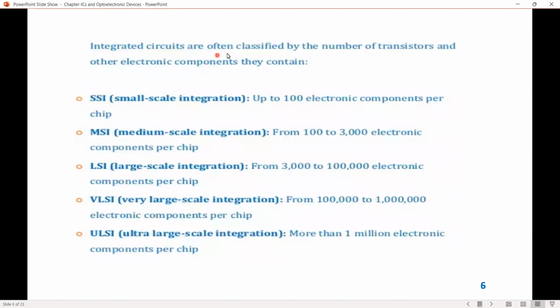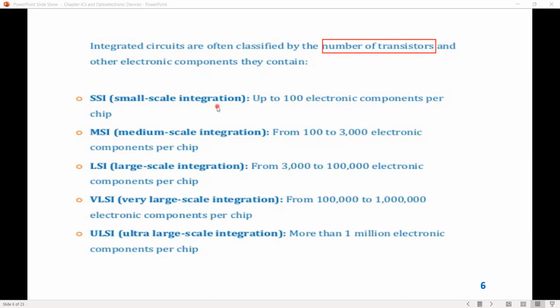ICs are often classified by the number of transistors and other electronic components they contain. How do we classify the ICs? We classify the ICs according to the number of transistors and the components they contain. So SSI. What is SSI? Small scale integration.